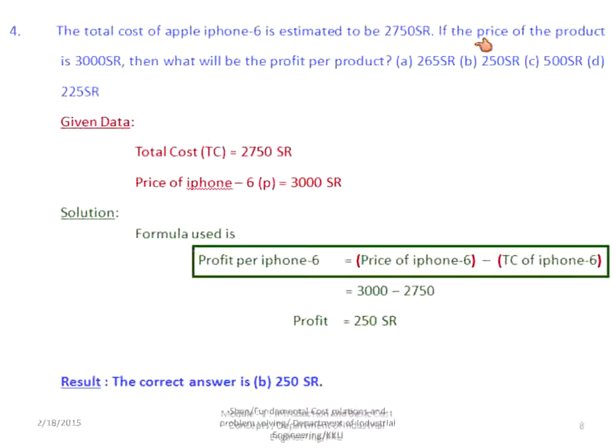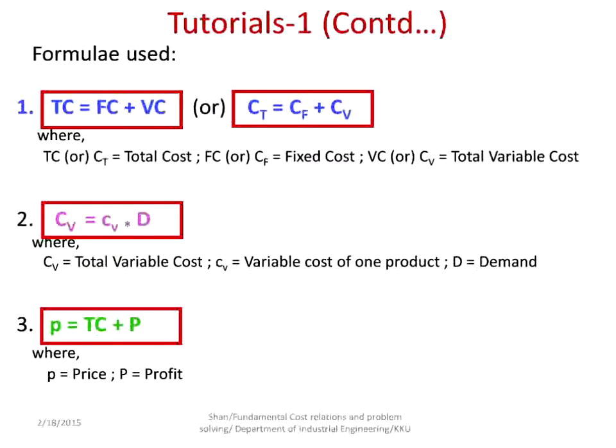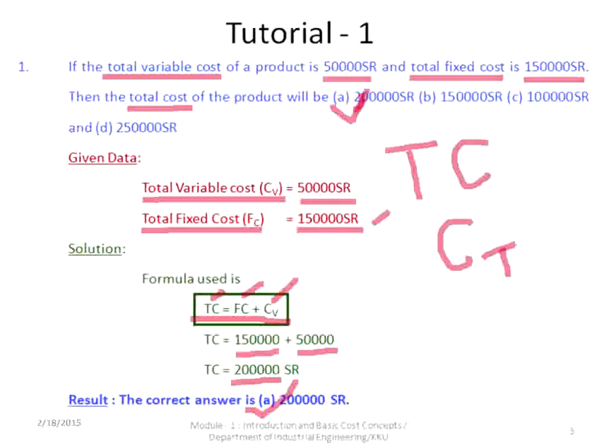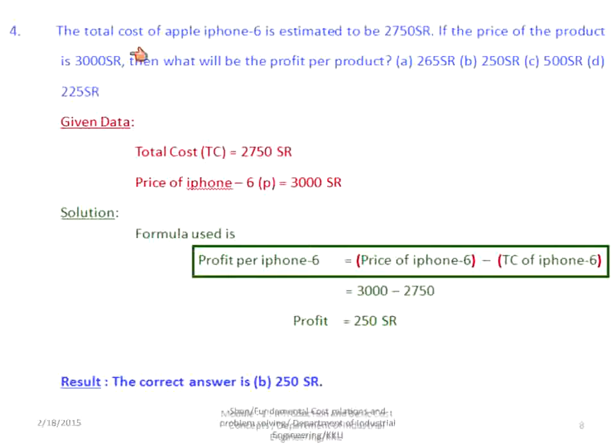Okay, nice. There is a condition: the price of the product is given. Price is small p. Profit is capital P. Don't forget. See the law. I have shown you in the law. Price is small p, profit is capital P. Don't get confused between small p and capital P. Small p is for price, capital P is for profit. Okay. Now we are in problem number 4.